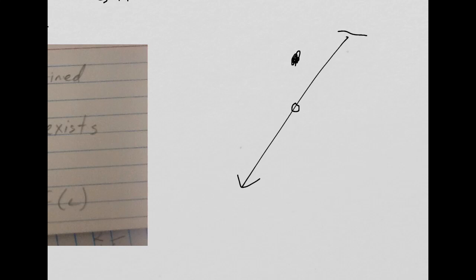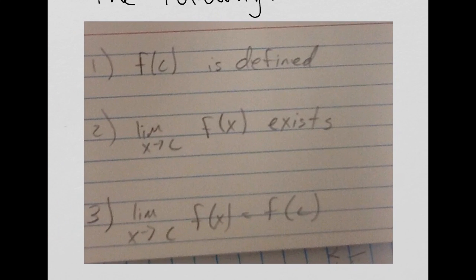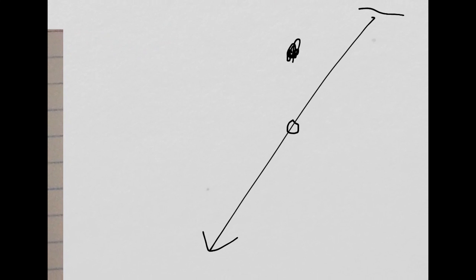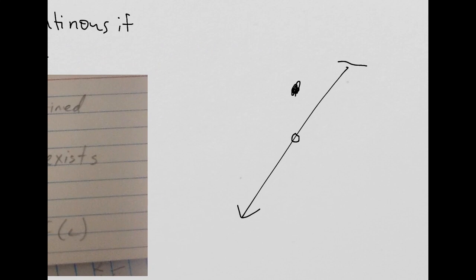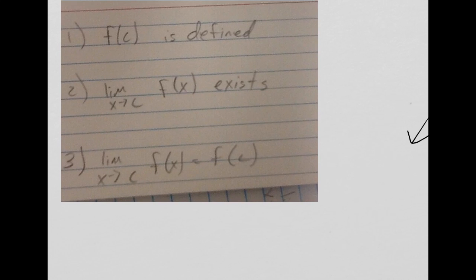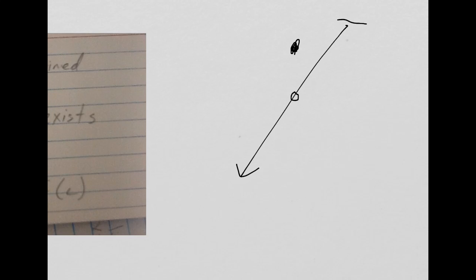Okay, so if the hole was here and the dot was here, technically f of c is defined because there would be a dot there. And the limit exists because the limit from the left and the limit from the right are the same thing. So technically the limit exists and f of c is defined, but they don't equal the same thing. So this function would not be continuous because f of c is different from the limit of f of x.